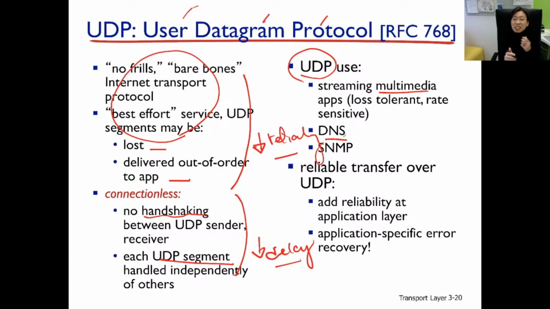DNS, getting the host to IP mapping, we need it as soon as possible. Therefore, UDP here. Now, if one of these DNS queries or replies is lost, yeah, the local DNS server is going to send another request real fast, so don't worry.